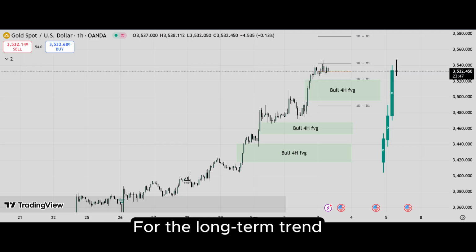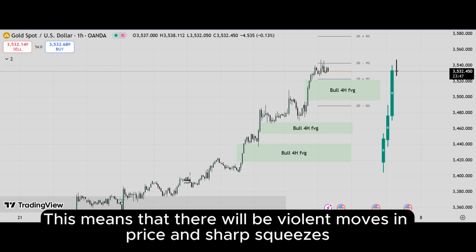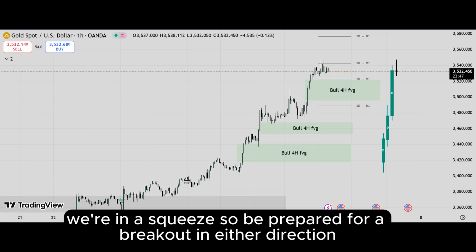For the long-term trend, you should keep in mind that gold is in a mega trend. This means that there will be violent moves in price and sharp squeezes. Right now we're in a squeeze, so be prepared for a breakout in either direction.